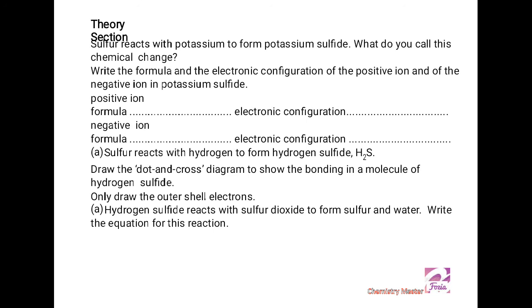Sulfur reacts with hydrogen to form hydrogen sulfide. Draw the dot and cross diagram using the outermost electrons present in sulfur and hydrogen. Only draw the outer shells. Hydrogen sulfide reacts with sulfur dioxide to form sulfur and water. Write down the equation for it. First you see the electronic configuration, then their combination, then you try to write the equation for it.